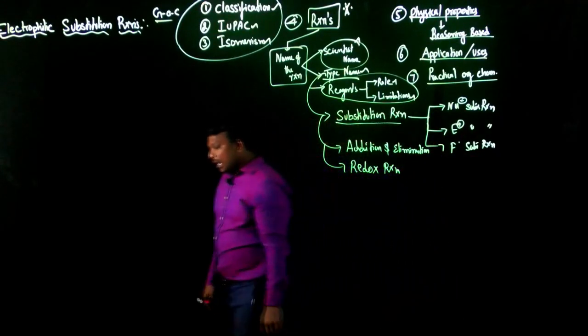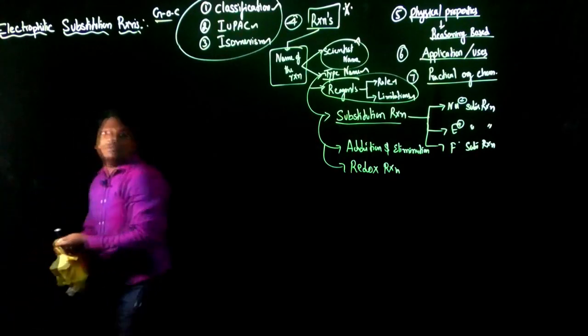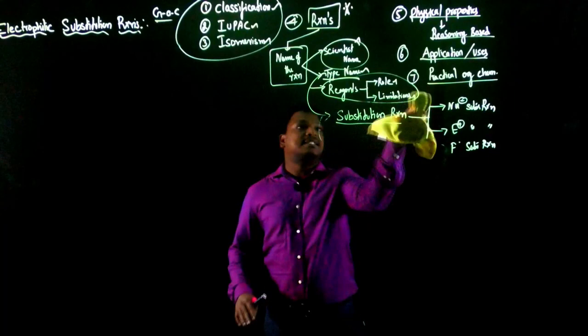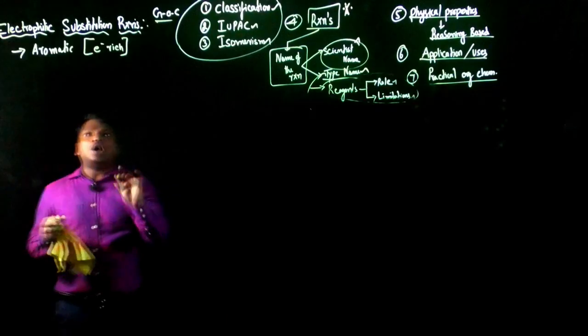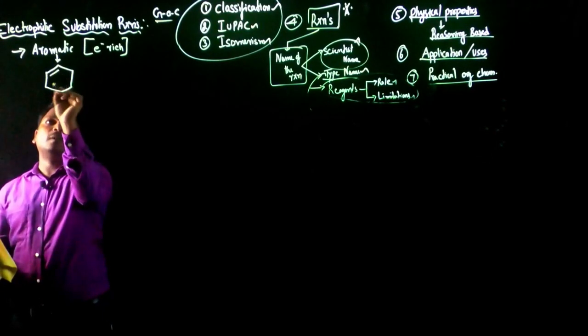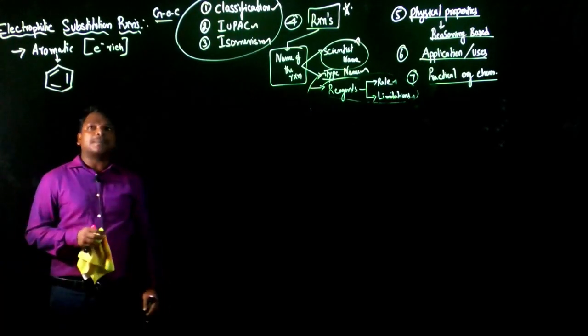Now in this session I am going to explain electrophilic substitution reactions specifically. Generally, aromatic compounds undergo electrophilic substitution reactions, since aromatic compounds are electron rich. The most famous example we are going to take is benzene. So benzene can undergo electrophilic substitution reactions.